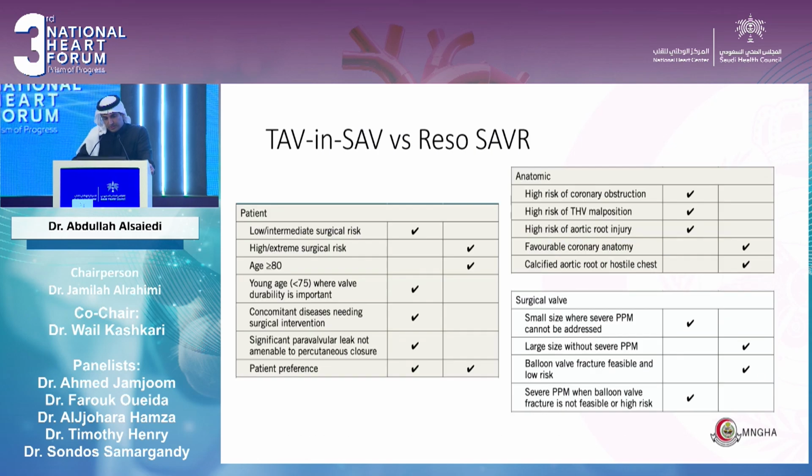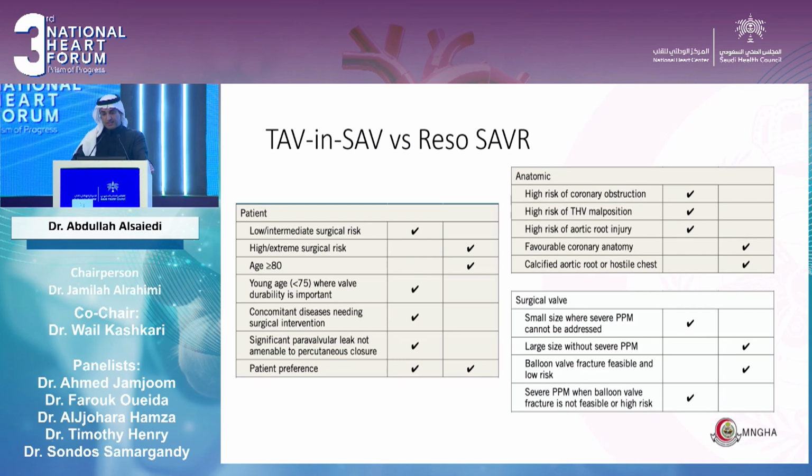Now, a few considerations when you see a patient and refer him regarding which category he goes for, TAV in SAV or redo SAVR: the patient himself, the anatomical variables and the surgical valve criteria. If we deal with a high-risk patient, as usual, an elderly patient with comorbidities, significant paravalvular leak that is not amenable to percutaneous closure, or patient preference, this has to be considered in the decision, and usually you refer the patient to TAV in SAV more than redo.